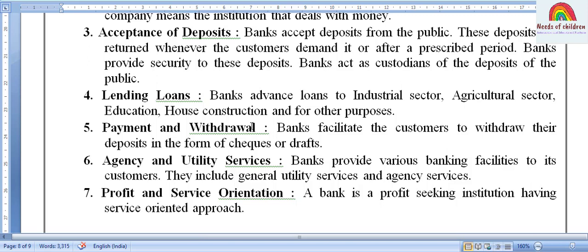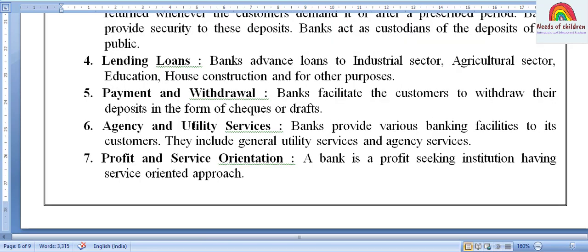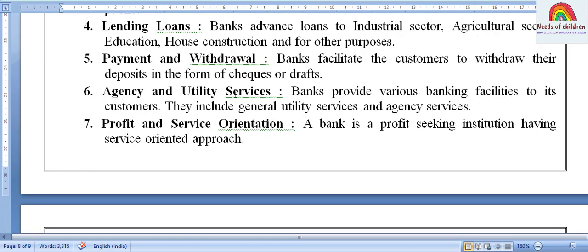Lending loans. Banks advance loans to the individual sector, agricultural sector, education, house construction and for other purposes. Payment and withdrawal. Banks facilitate the customers to withdraw their deposits in the form of checks or drafts.